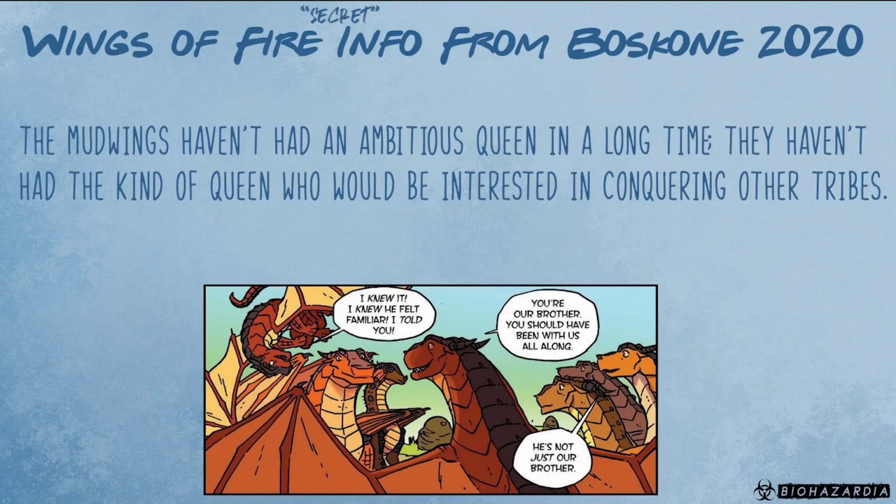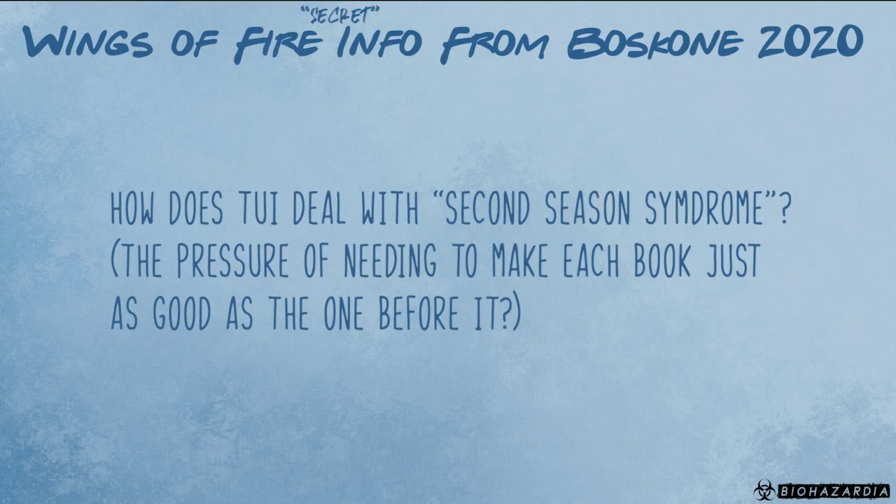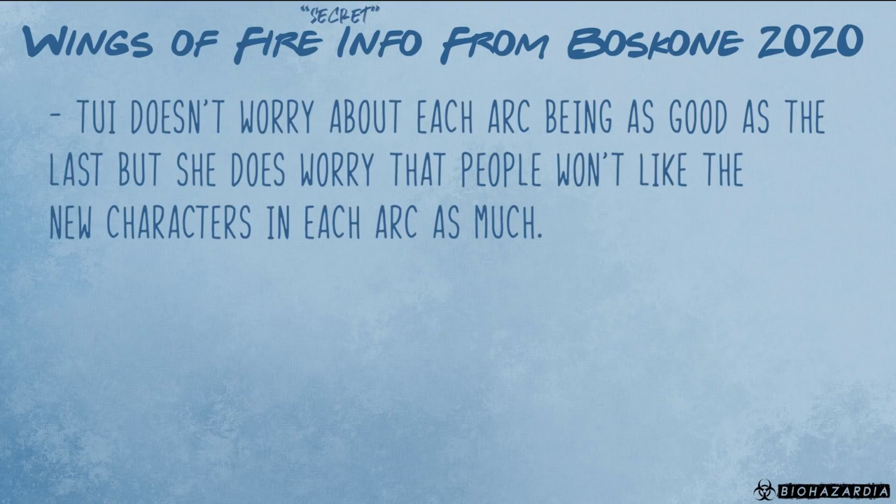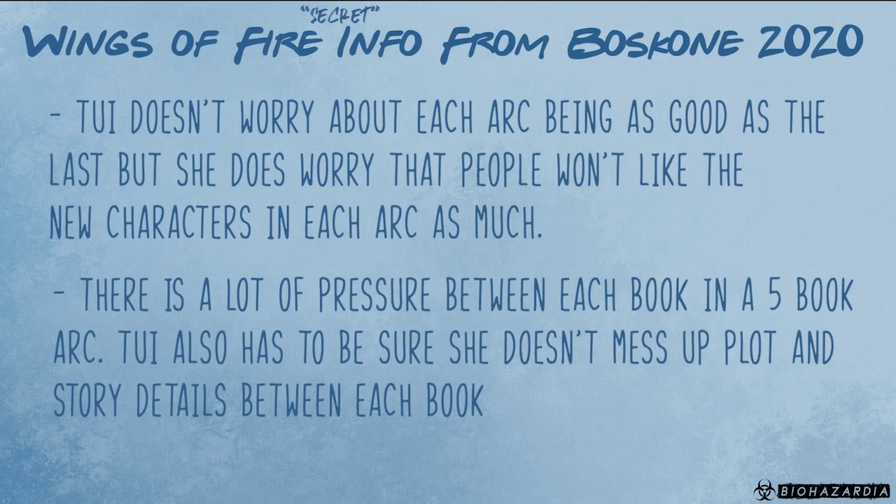The next question is, how do you deal with second season syndrome and the pressure of continuing to write in a series, given that everybody is expecting each of your books to be as good as the last? Tui said that she doesn't really feel second season syndrome between arcs, but she gets nervous that her fans will not like the new characters for each arc. She does feel a lot of pressure with each book in a 5-book arc because she has to make each book as good as the last one. This is also part of the reason she doesn't read comments online.